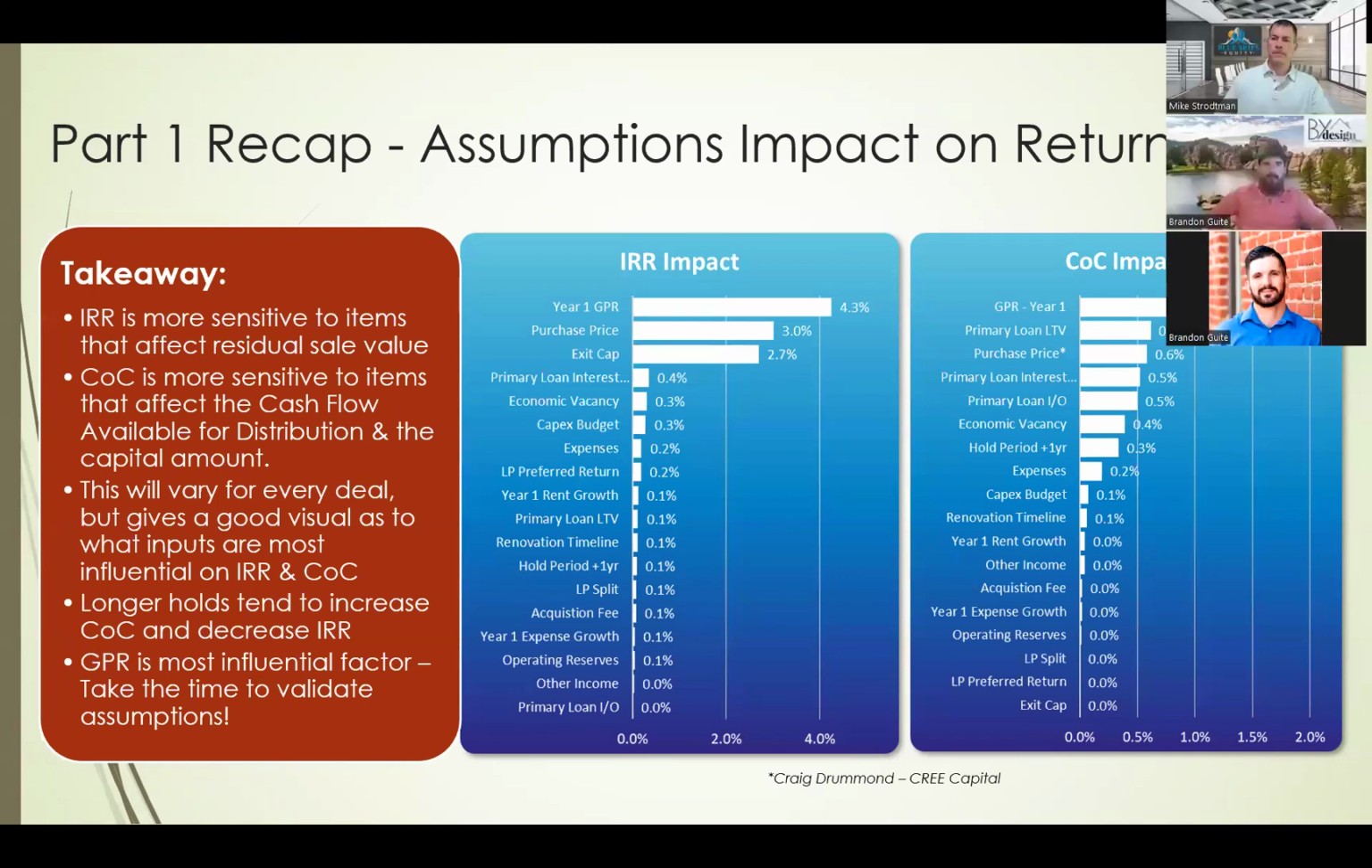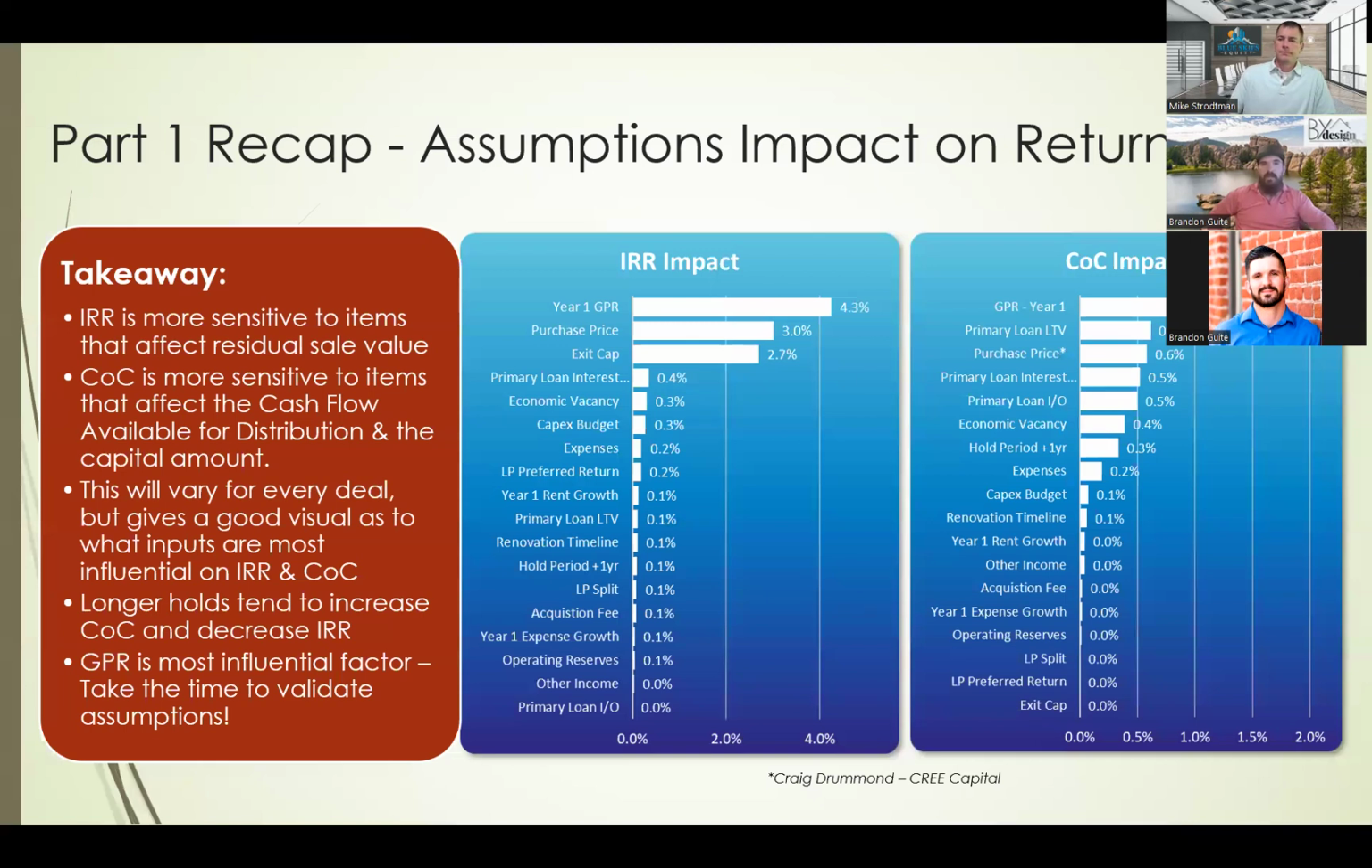And again, I think the big thing is, like you said, cash on cash is much more cash flow based. IRR takes into account that time. You can see that exit cap rate doesn't actually have any impact on your cash on cash return. That's because cash on cash doesn't consider any profit from sale. It's purely those cash flows.